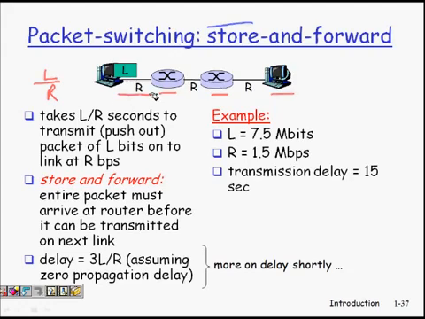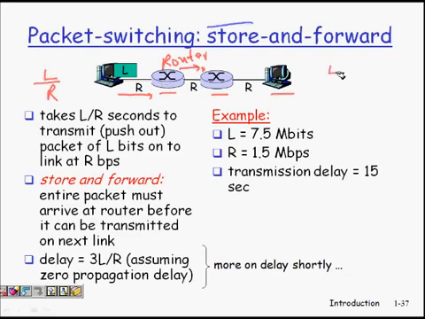Let's assume no propagation delay, or zero propagation delay. Then it will come here, and only when this router has received all the bits of this packet, it will store it, and then only it will start forwarding. So how much time does it have to wait? The whole packet will take L by R seconds to get stored here, because that is the time it will take from the first bit to the last bit to reach here.